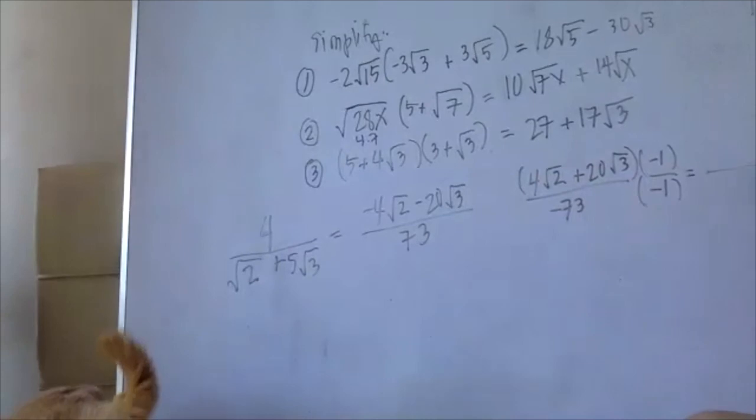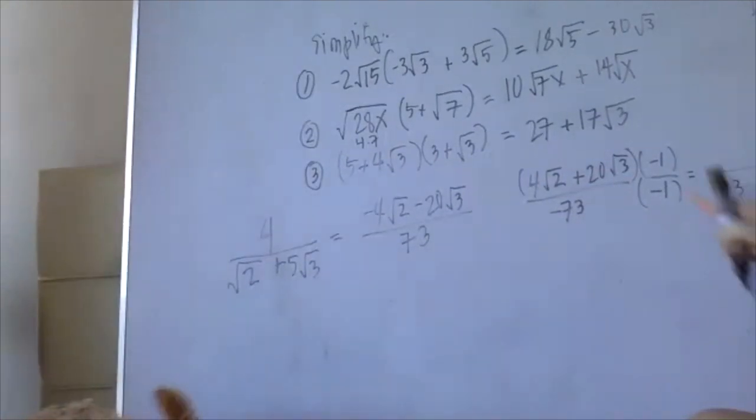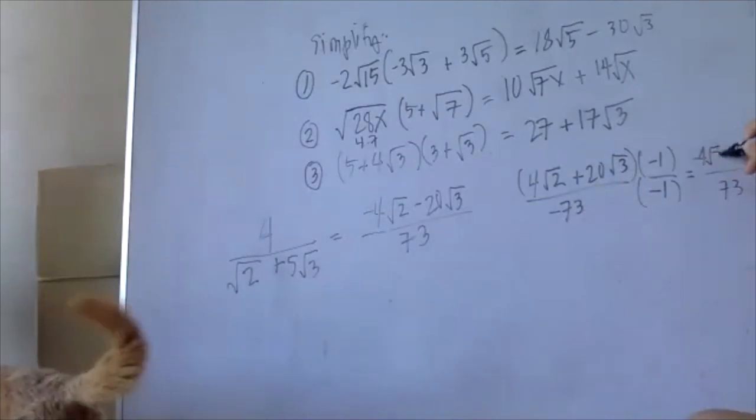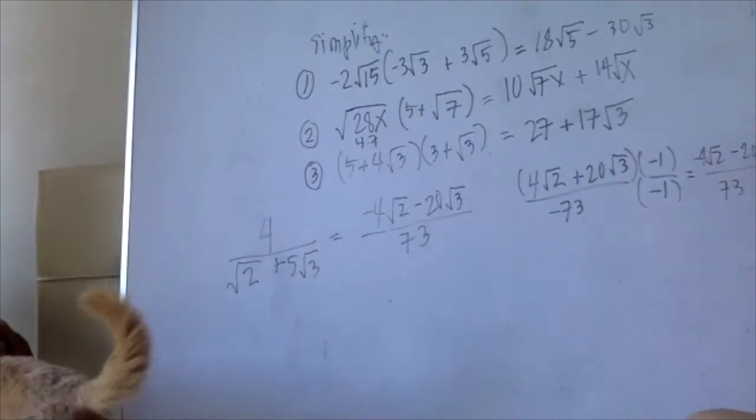So ito, magiging positive 73. May nagtanong kasi guys. Negative 1 times, so distribute mo na yung negative, minus 20 square root. Nakuha ba?